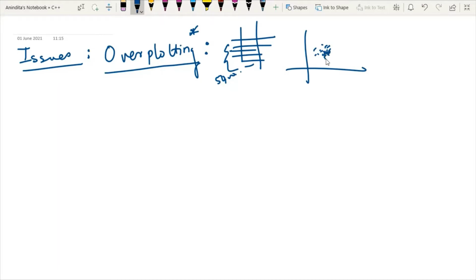So in some cases you have overlapping data points. These are the overlapping data points that we are getting. The data points overlap to a degree where we have difficulty seeing the relationship between the points and the variables.